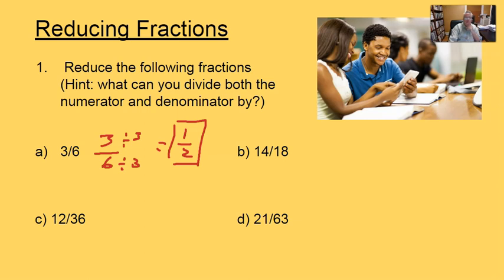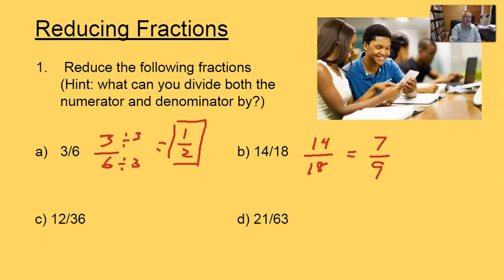All right, 14 and 18, we can divide both of those by 2. 14 divided by 2 is 7. 18 divided by 2 is 9. And I look, can I divide it by something else? It turns out no. There's not a number other than 1 that goes into 9 and 7.